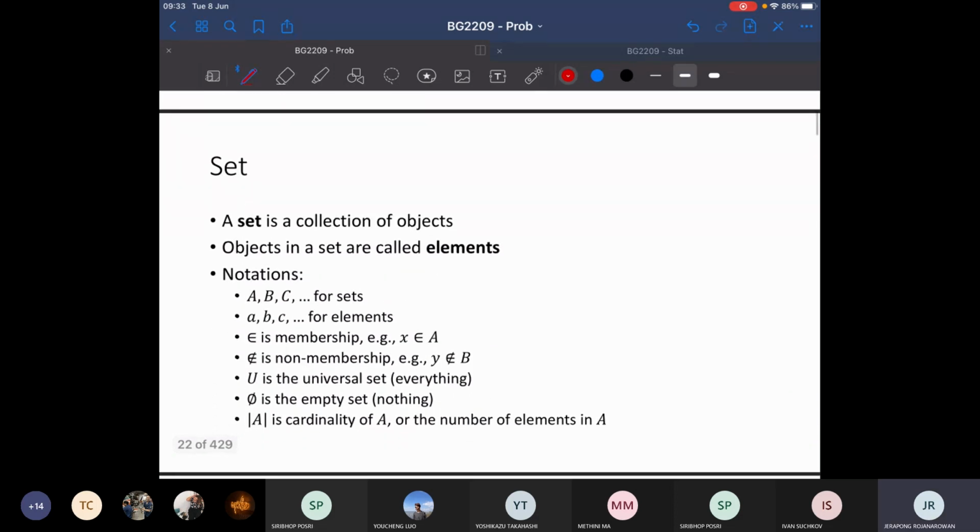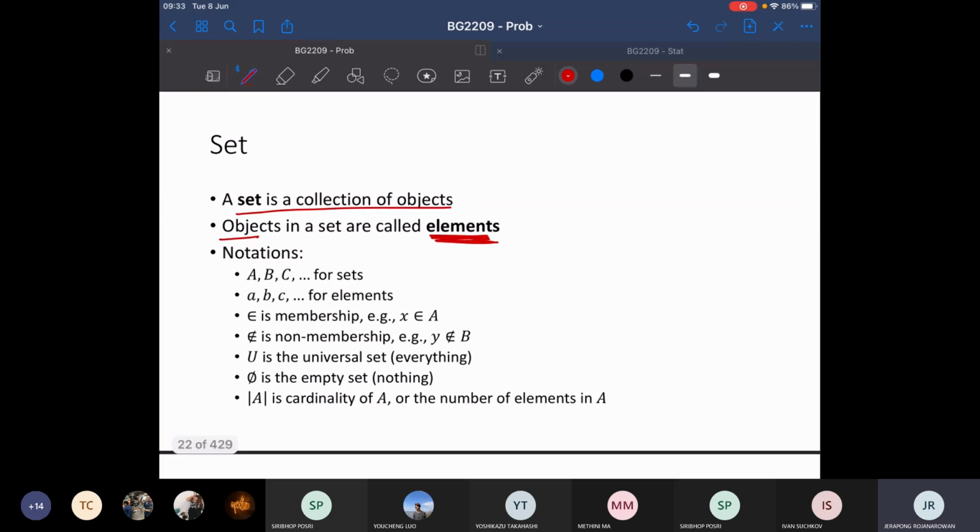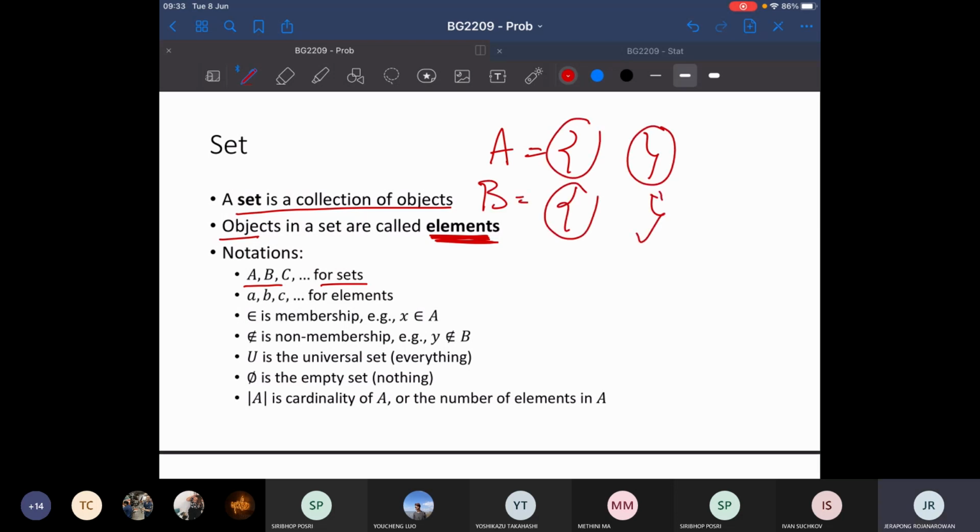A set is a collection of objects, and the objects within the set are sometimes called elements. And we have notation. Capital letters are for the set itself, so we have a set A like this, a set B like that. For a set we use the curly bracket. And we have small letters which we reserve for the elements in the set.